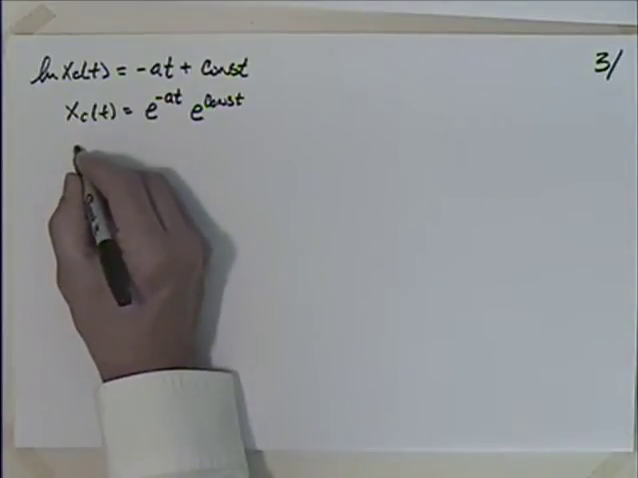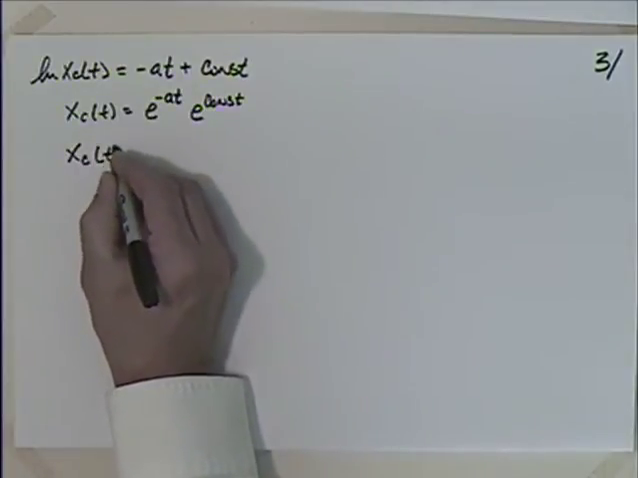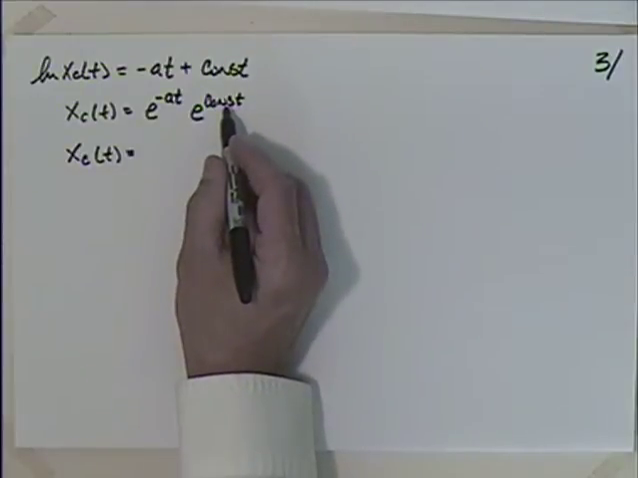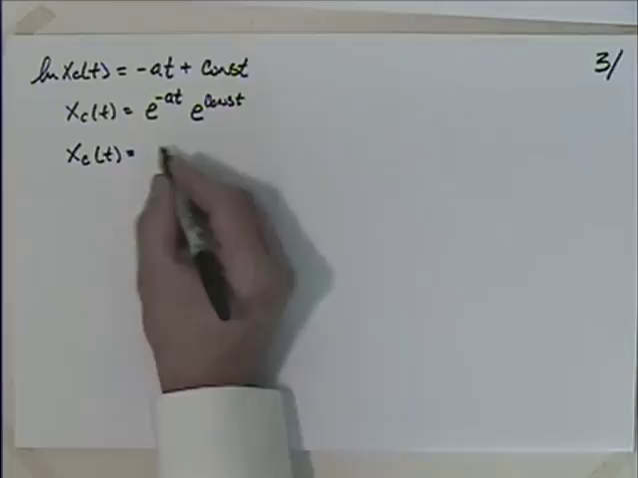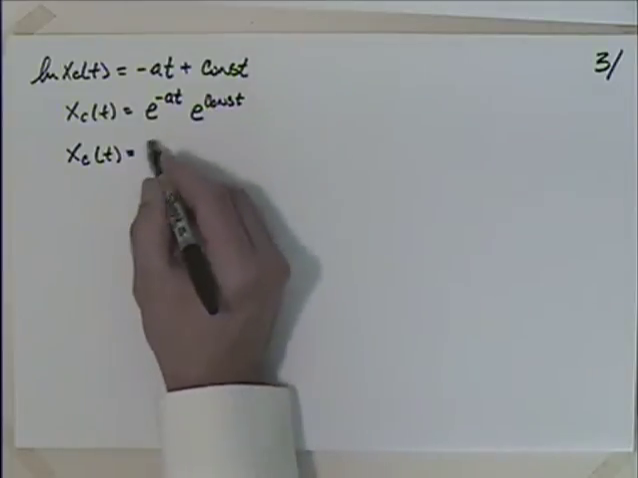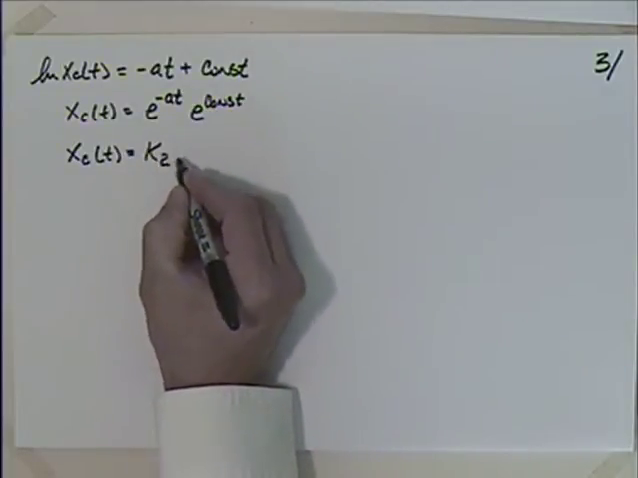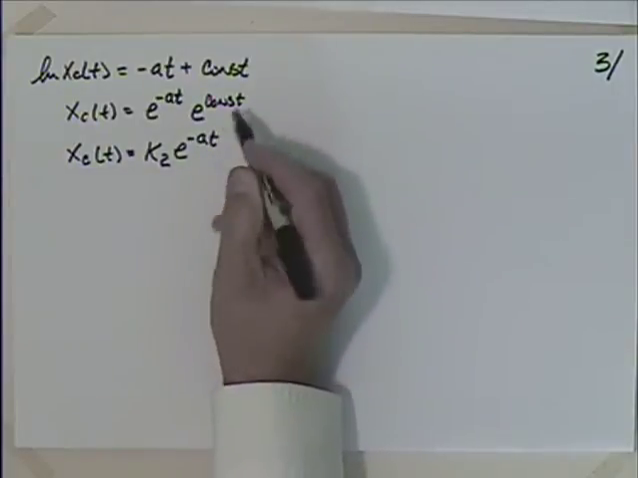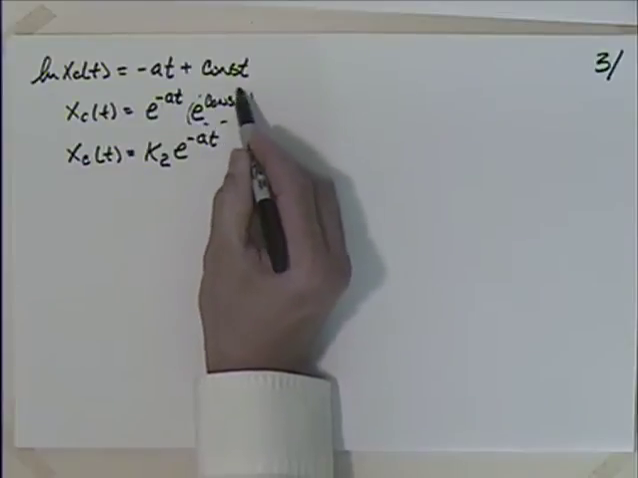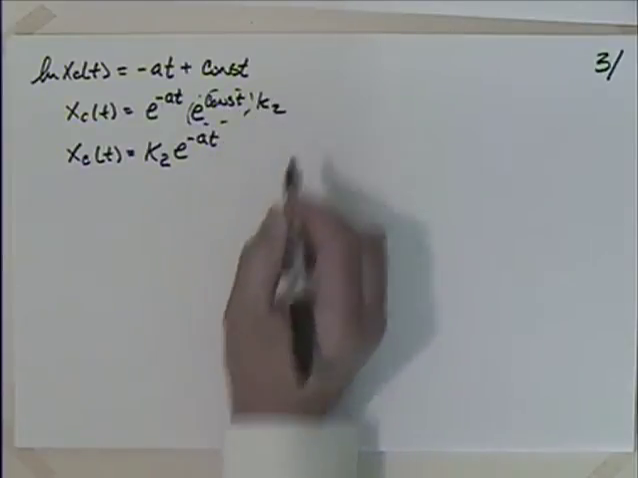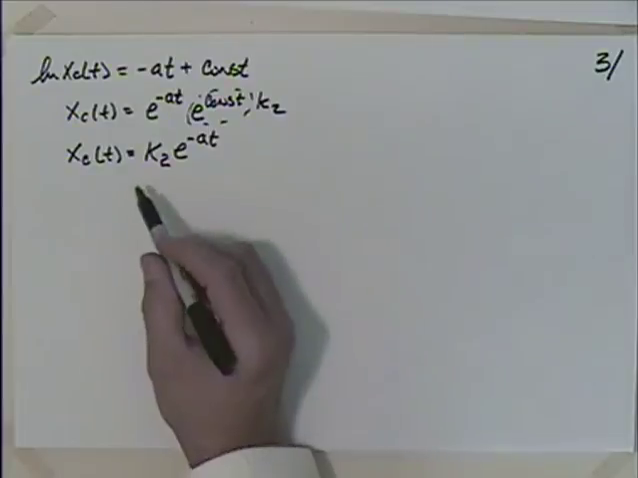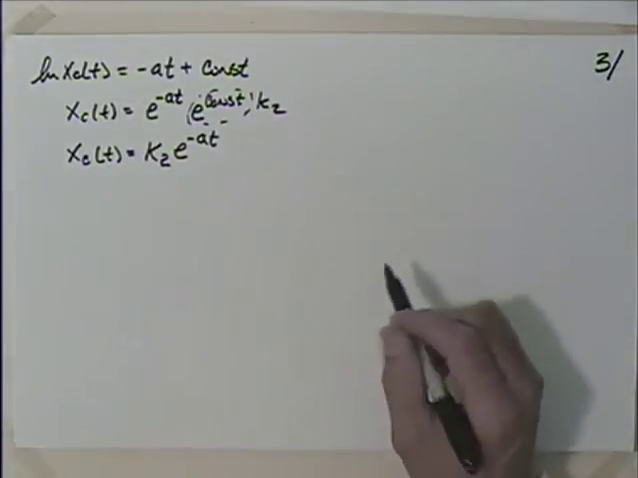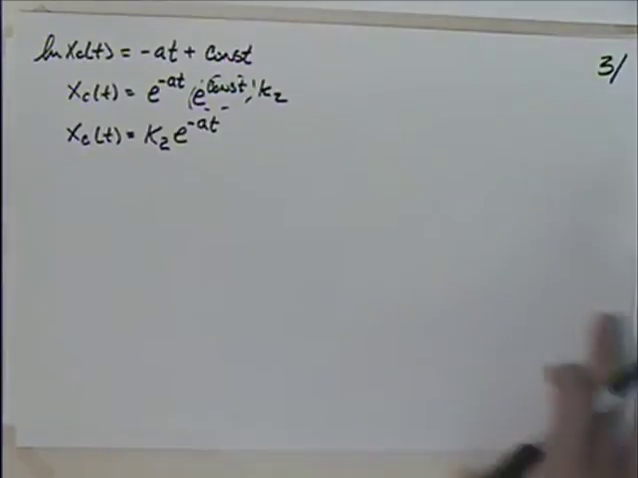And I could do a bit more rearranging here. The complementary is equal to this e to some constant. That's just going to be another constant. So let me say that that's K2. And then I'll have e to the minus a t. So I've just said that this is a constant, K2. So now I've got a form for x sub c. I had a form for x sub p, and I can put this together.